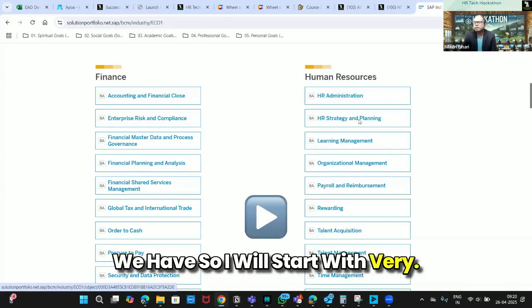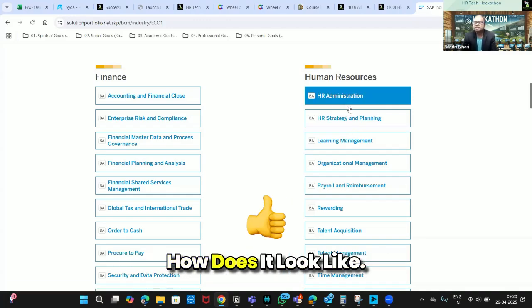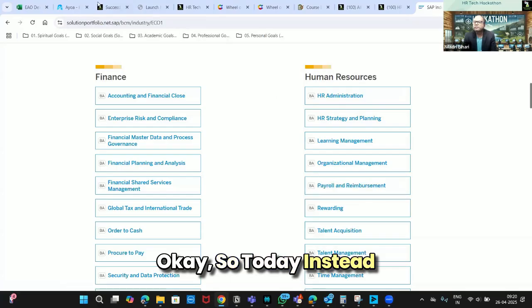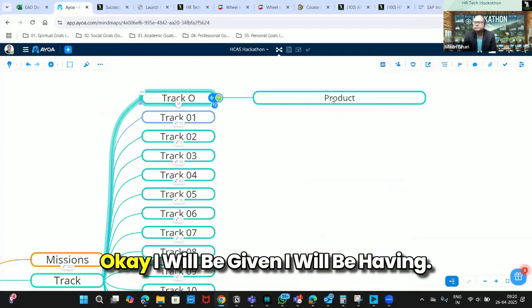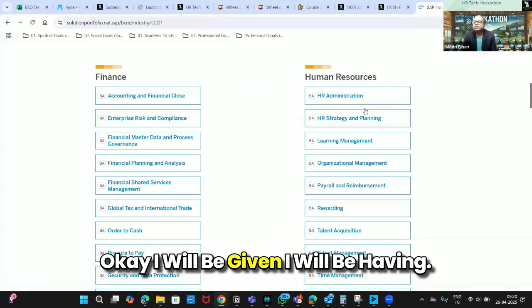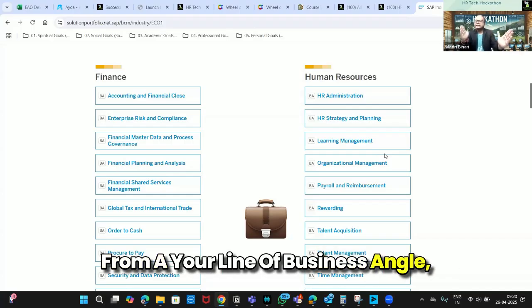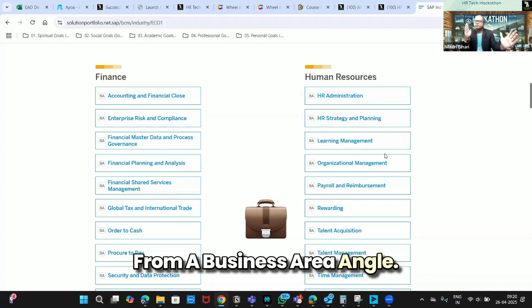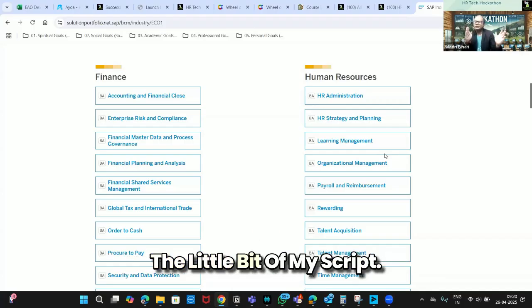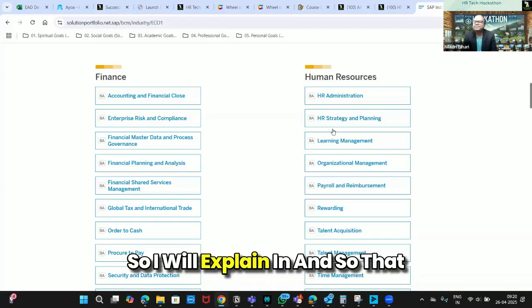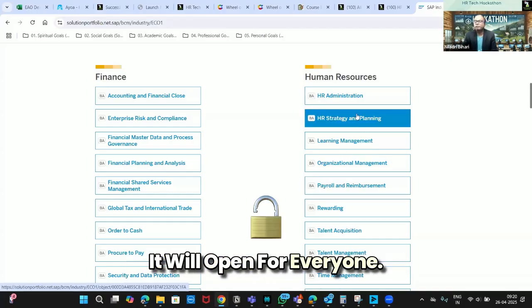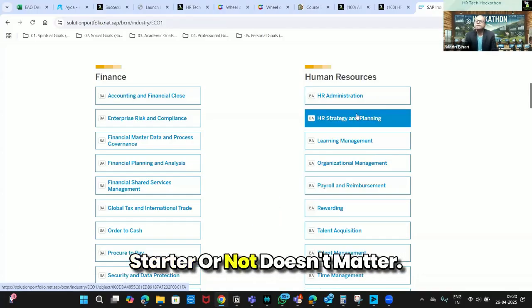I will give some examples of how it looks. Today, instead of focusing on a product, I will be discussing it from an industry angle, from your line of business angle, from a business area angle. This time I'm changing my script a little bit, so I will explain so that it is open for everyone, whether you are implementing SuccessFactors or not, it doesn't matter.